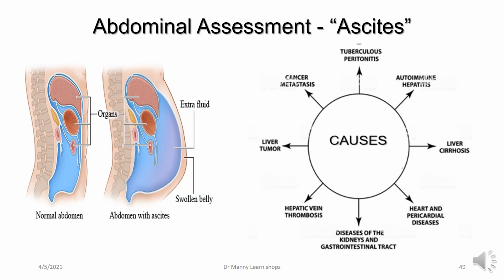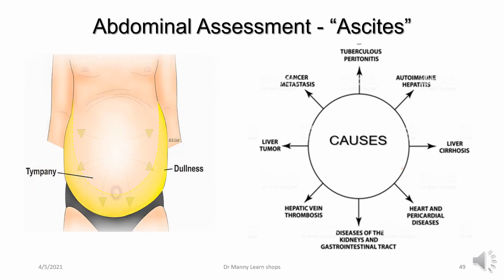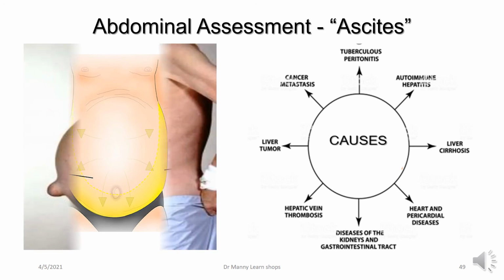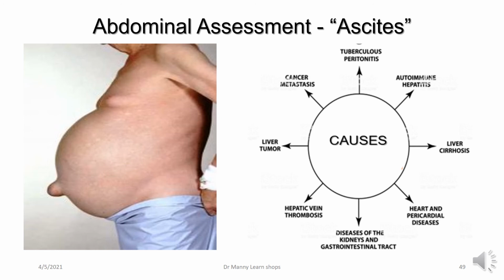When you're assessing the abdomen for ascites, you've got a distended abdomen, and you'll recognise that it's distended. But ascites means that you've got fluid, and if you've got fluid, that's abnormal. There are numerous causes which you can read in the diagram. There's your abdominal assessment, and you've got dullness and you've got tympany. Causes could be anything from tuberculosis through to cardiac problems. There's your ascites.